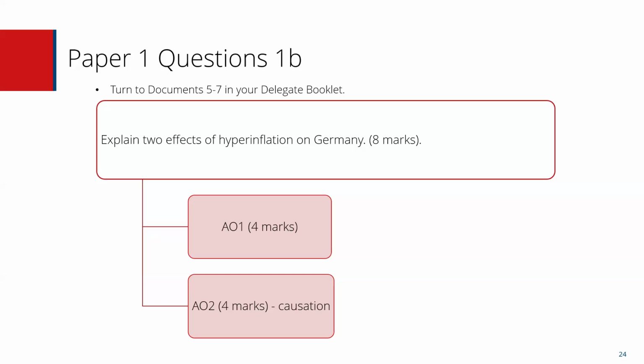Level 2 mark, this is on document 5, should say 3 to 5. And level 3 mark should say 6 to 8. So level 1, 1 to 2. Level 2, 3 to 5. Level 3, 6 to 8, please. Okay. Right.